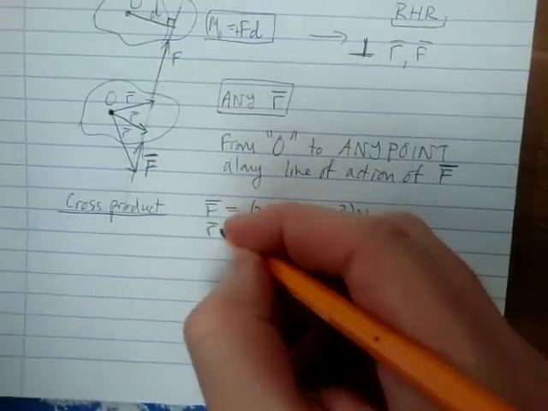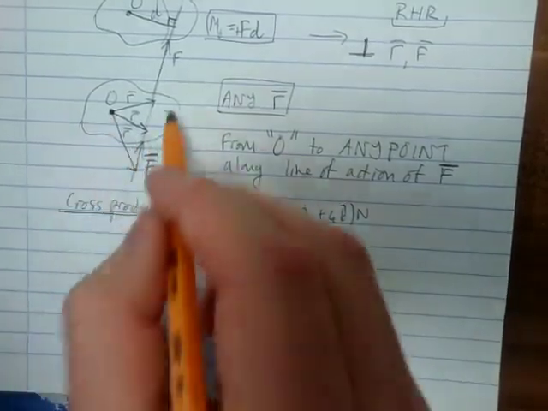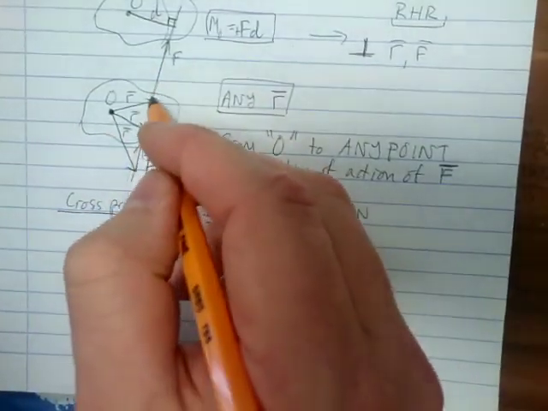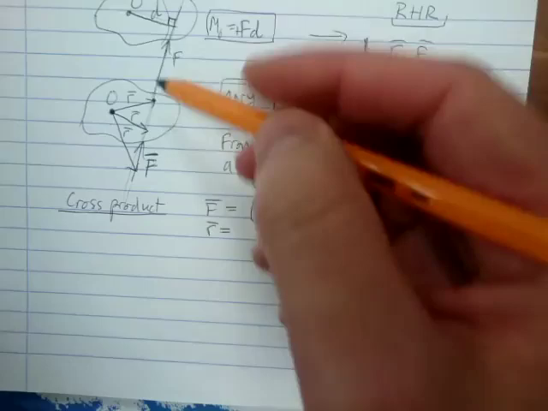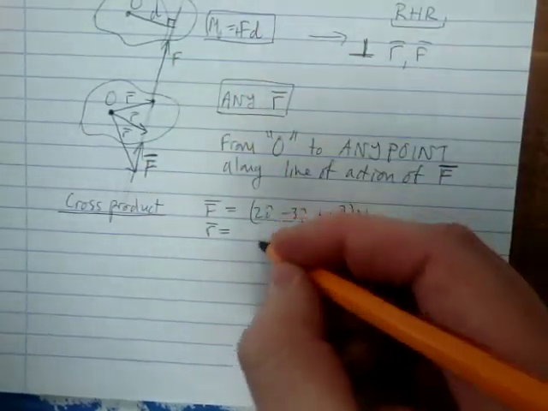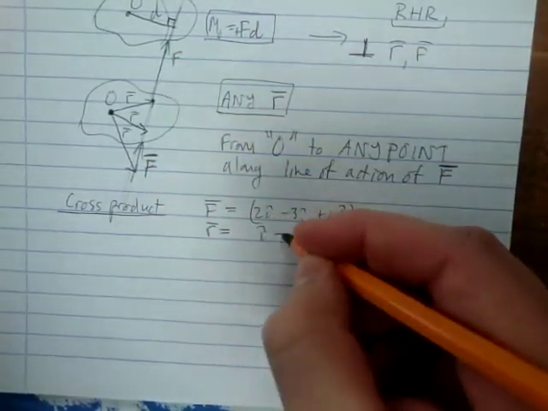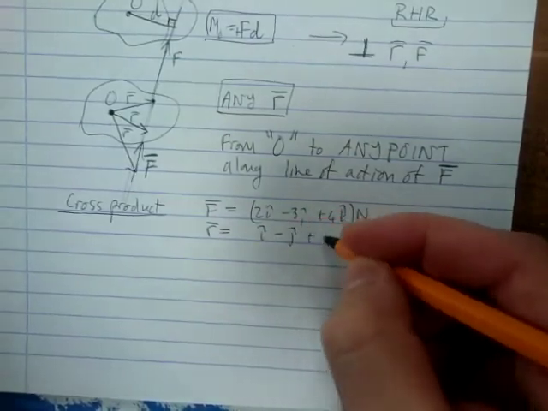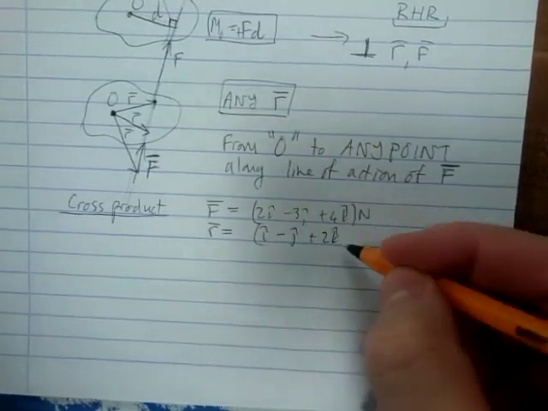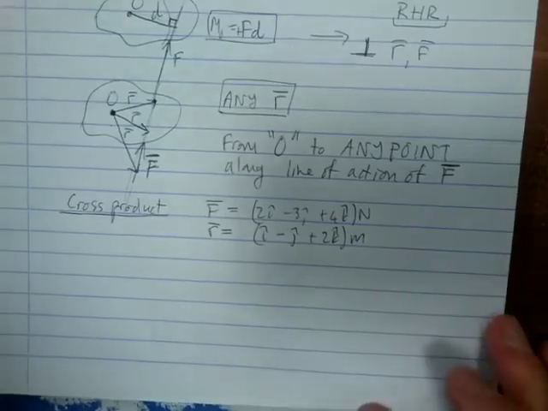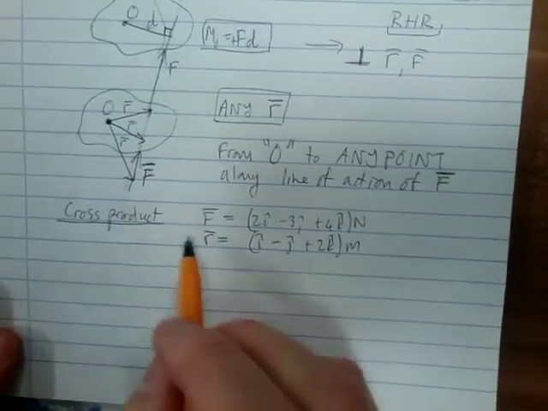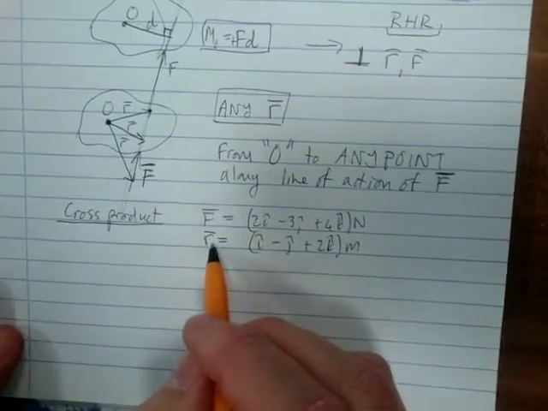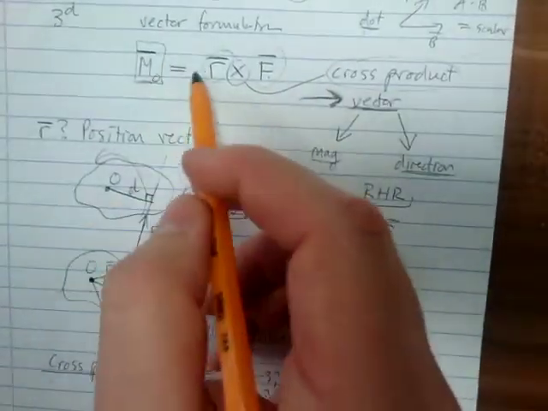And then we calculated a position vector from point O to any point. We found a point along the line of action of F, and this was equal to i minus j plus 2k. All right? Just making up some numbers here. So now we need to carry out the cross product of F and R in order to calculate the moment.